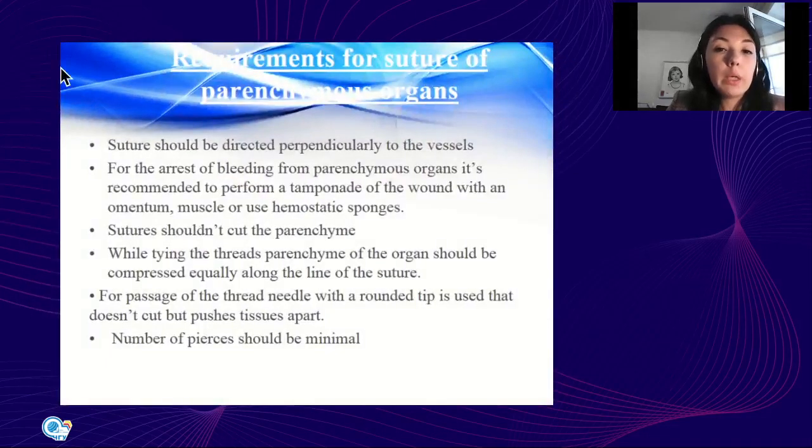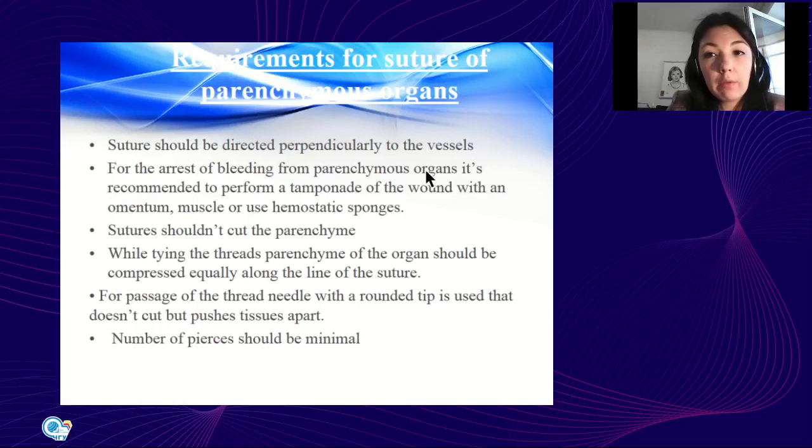So if we are talking about hepatic sutures, not only hepatic, but sutures on all the parenchymal organs, the same requirements apply. They can be applied in the suture of the spleen, for example. What should we know? What are the requirements? Suture should be directed perpendicularly to the vessels, to ligate them, yes? For the arrest of bleeding from parenchymal organs, it's recommended to perform a tamponade of the wound with an omentum, muscle, or use hemostatic sponges.